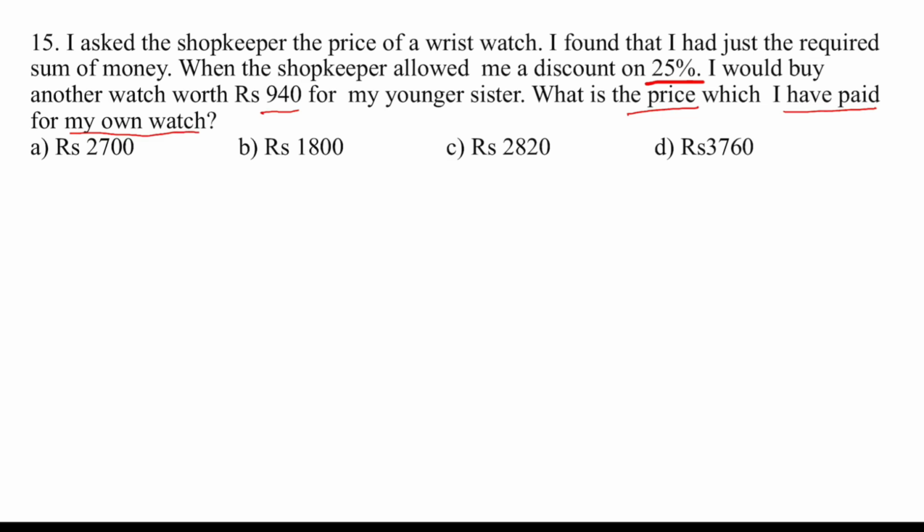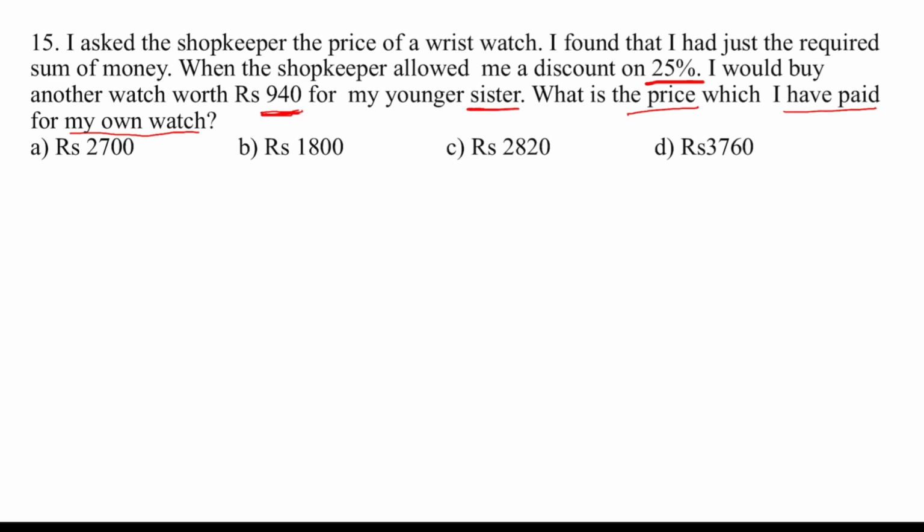A person goes to a watch shop. There he sees one watch and he asks the rate, and whatever rate the shopkeeper tells, the person has that much amount only with him. But when the shopkeeper gave him 25% discount, some money was left with him. With that left money, he took one more watch for his younger sister. So how much money was left with him? It was 940 rupees. From this 940 rupees, he could take one more watch for his younger sister. So then what was the amount paid for his watch?